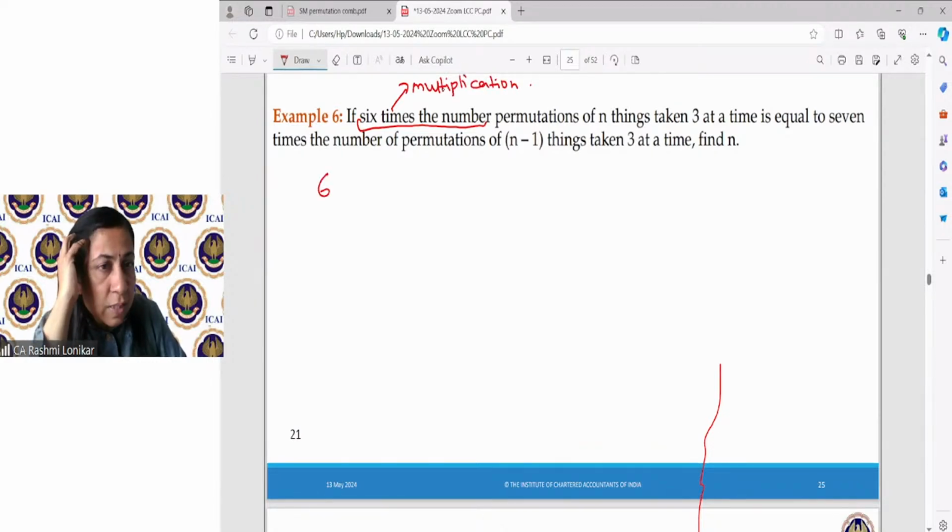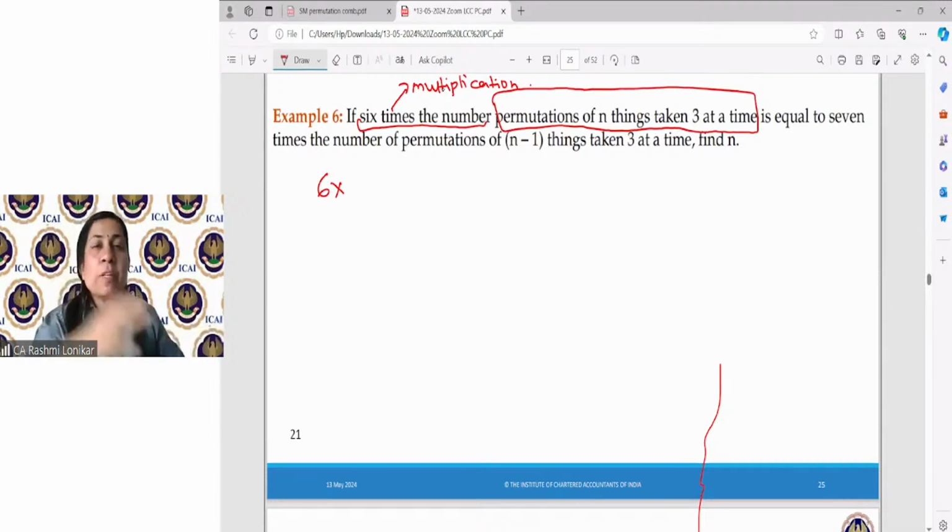Okay, 6 times, so 6 into permutation of n things taken 3 at a time. This is together. इसको साथ में पढ़िएगा. Permutation of n things taken 3 at a time is the way. किस उसको क्या रिप्रेजेंट होता है? nP3, taken 3 at a time. 3 क्या हो गया? मेरा r हो गया. n क्या है? मेरा n ही है. Permutation of n things taken r at a time is equal to 7 times.